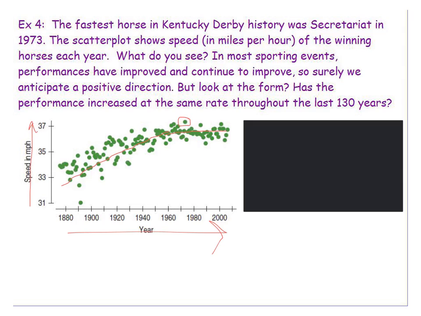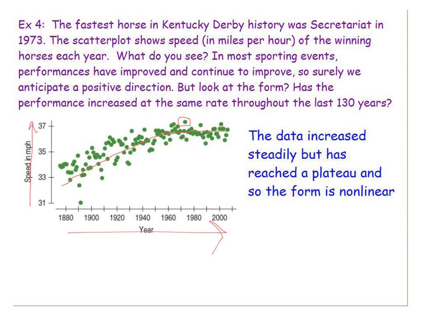Why is that? Well, think about it. Can you infinitely keep getting faster? And the answer to that is no. There are limitations on the human body. There are limitations on horses' bodies. So this is definitely not a linear relationship. But is there an association? Possibly. The data has definitely increased steadily, but it's reached what we call a plateau. It's where things kind of start to level off. And so we would have to call this nonlinear, but there is definitely a relationship between the two.